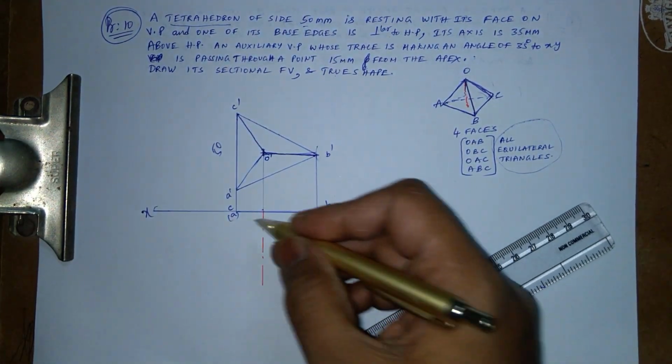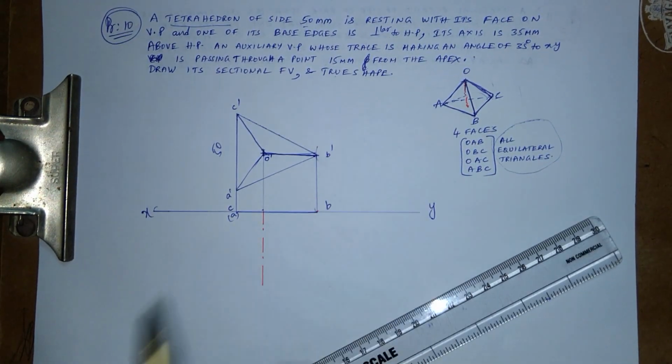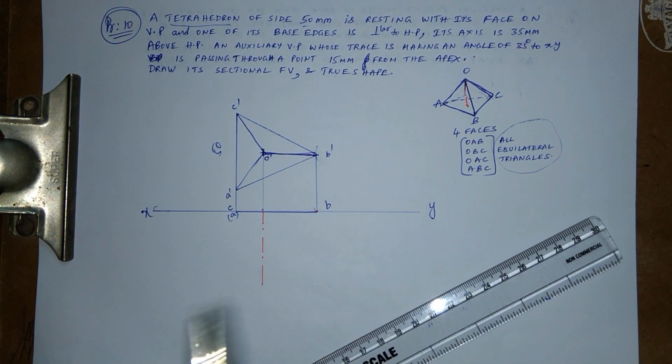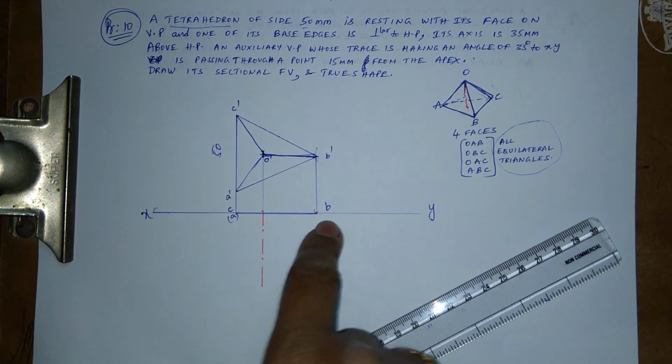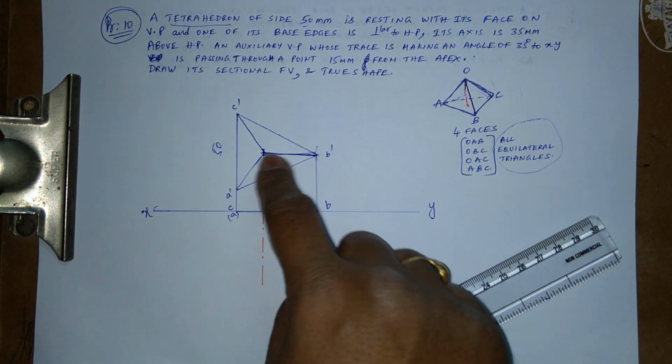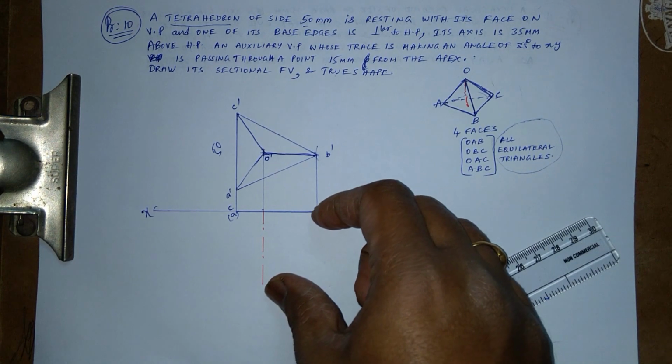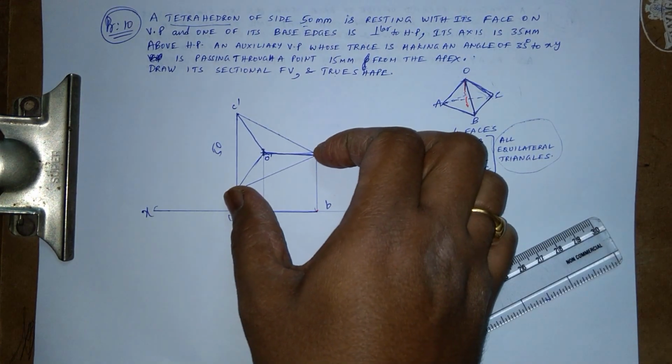Now I don't know the height of this. This height is not known. Nobody has given me what the height is. So how do I find out the height? I know that O dash B dash is parallel to the XY line. So the top view of O dash B dash would be a true length. This is the true length, that is basically 50.